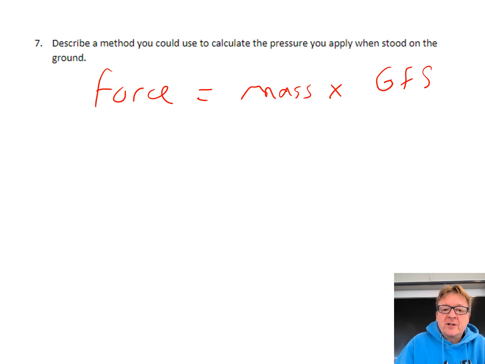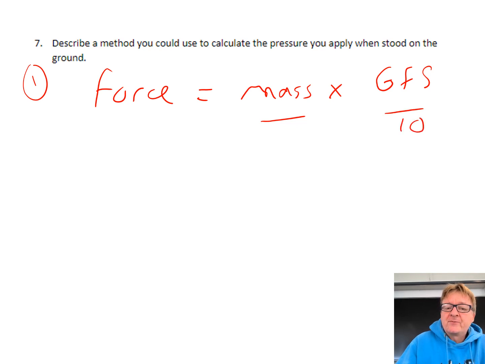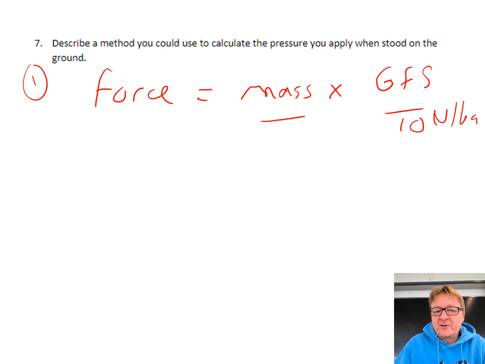Because what you've got to do, using the formula that we had before, you don't know the pressure and you don't know the force. So to work out the force, you need to use this formula, formula number 1. Force equals mass times gravitational field strength. You can find the mass using a mass balance, and gravitational field strength is 10 newtons per kilogram. That's the gravitational field strength on Earth.